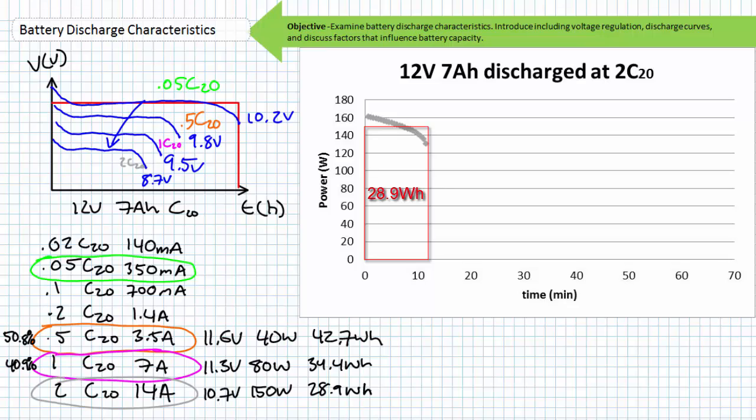This is less than the 34.4 watt-hours we obtained during the 1 C20 test, less than the 42.7 watt-hours we obtained during the 0.5 C20 test, and substantially less than the nominal value of 7 amp-hours at 12 volts, or 84 watt-hours of energy, but to be entirely expected. In this case, we were only capable of extracting around 34.4% of the available energy because at such high discharge rates, we weren't using it efficiently.